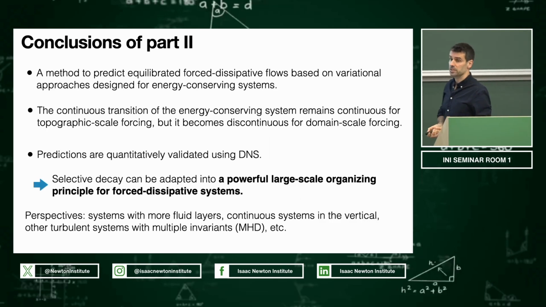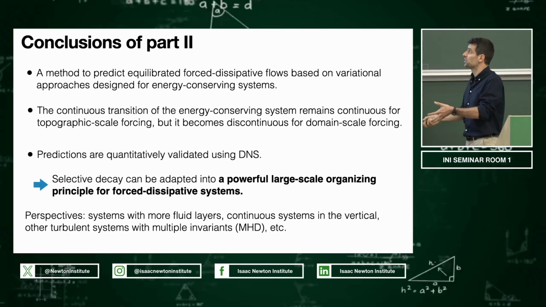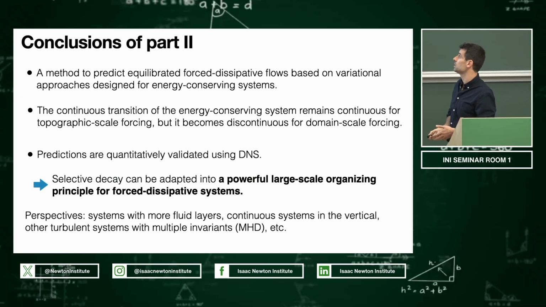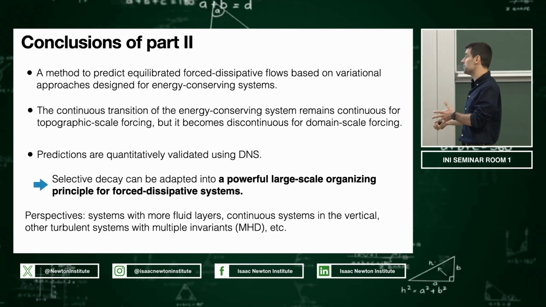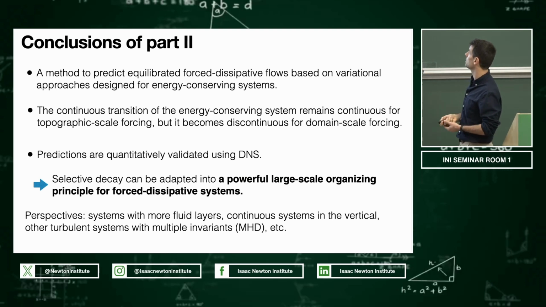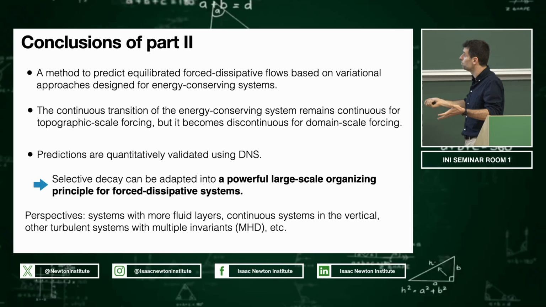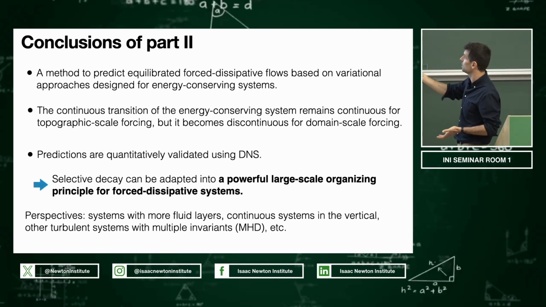Okay, so those are the conclusions of the second part. I've shown you how we can design a method to predict the equilibrated forced-dissipative flow by adapting the approaches that were designed for the conservative systems, so that's selective decay or the statistical physics of 2D flow. I've shown you that the continuous transition that we saw for the energy-conserving systems remains continuous for topographic-scale forcing, but it becomes discontinuous for domain-scale forcing, and yet the two bifurcations are correctly predicted using the same approach. We could validate that using DNS.